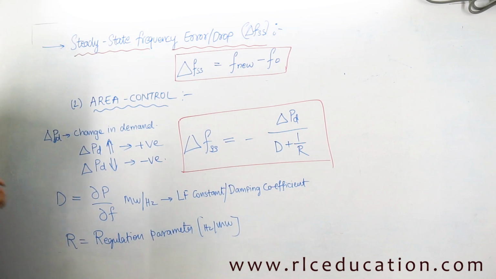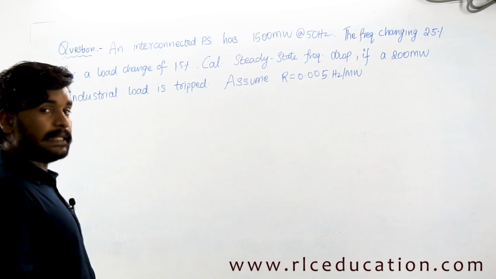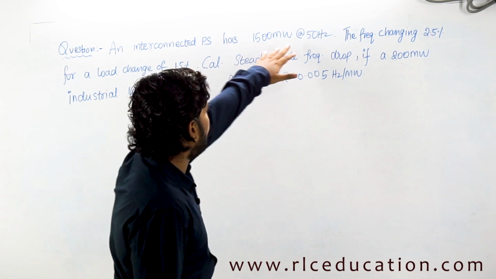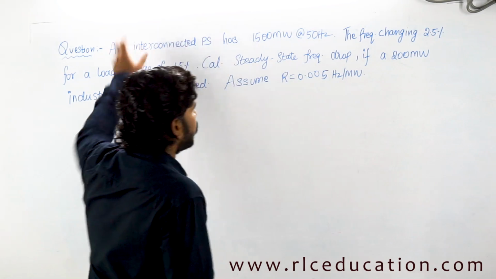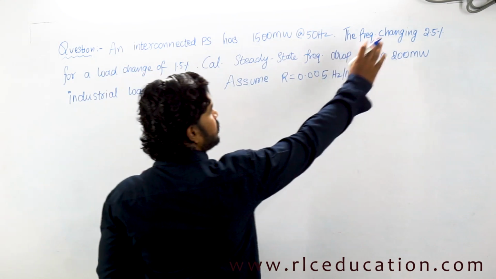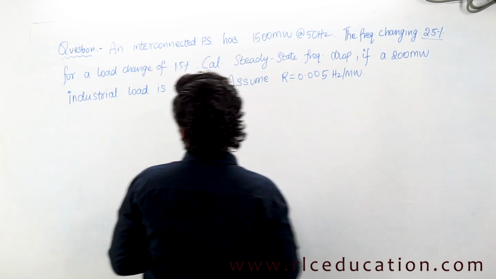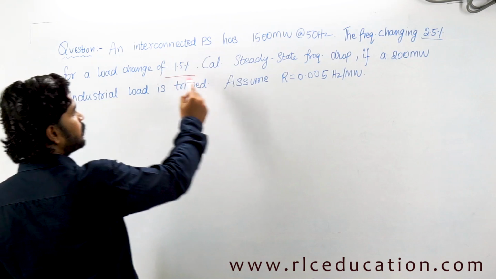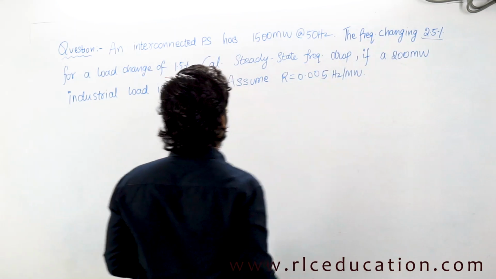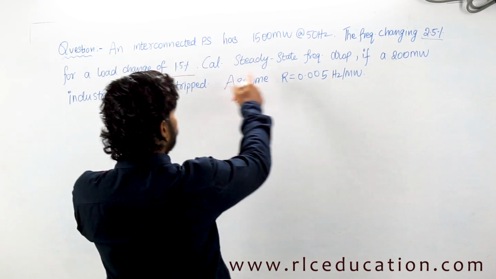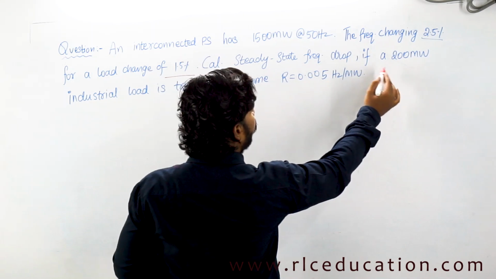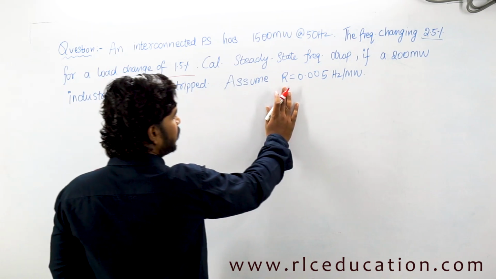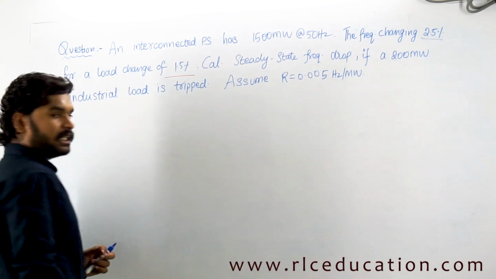Now let us try to apply this concept in one problem. The question says an interconnected power system is having 1500 megawatt at 50 hertz. That means some generator is having it that way. Frequency is changing at the rate of 2.5% for a load change of 1.5%. That means if load changes by 1.5%, frequency is changing by 2.5%. Calculate the steady state frequency drop if a 200 megawatt industrial load is tripped. Assume the regulation parameter is 0.005 hertz per megawatt.